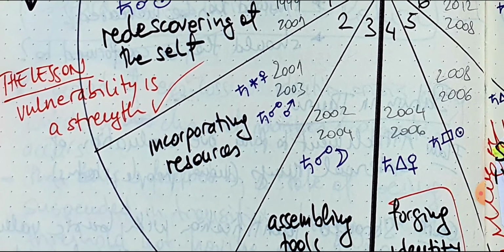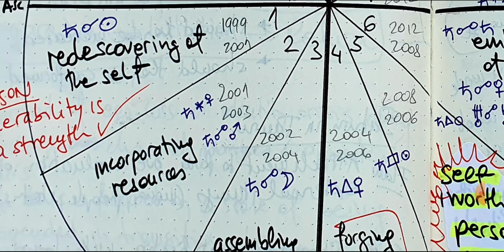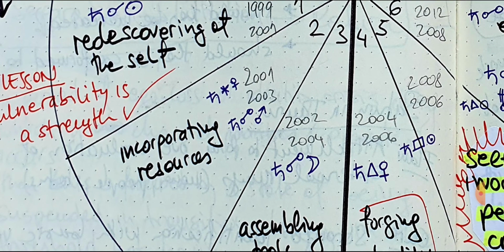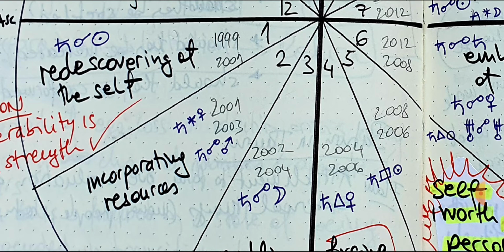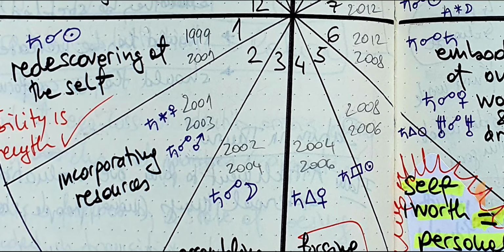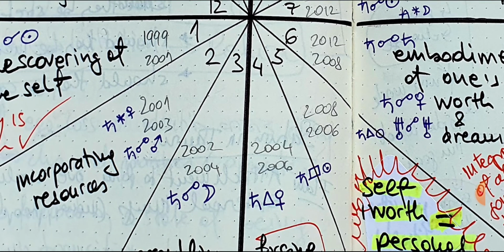The lesson: vulnerability is a strength. That certainly was my lesson. I don't know whether I wrote that down as my own, or maybe that's from Erin's book, I'm not sure. And then 2001 to 2003 is while it was in the second house, incorporating resources. So I know what was going on in my life during that time, and then I have the rest of this book to journal about the rest and lessons learned and all the rest.